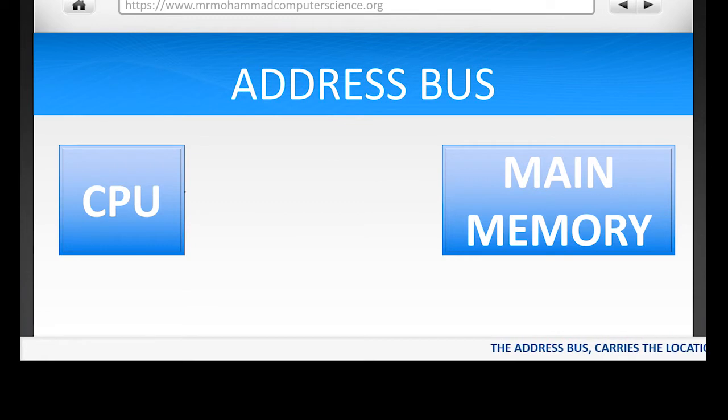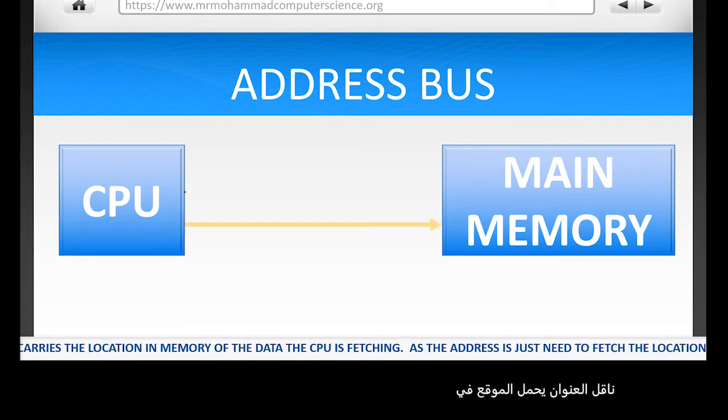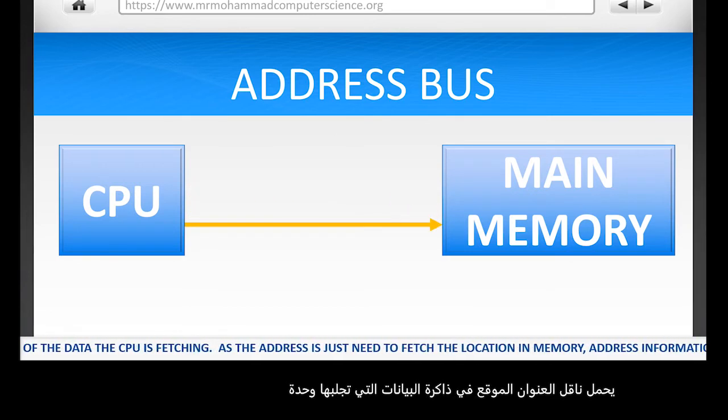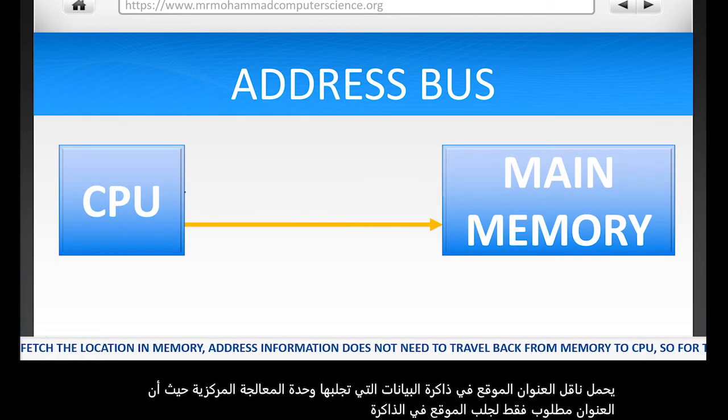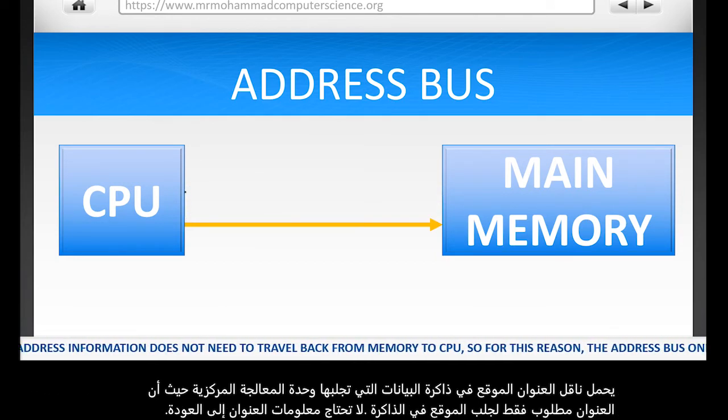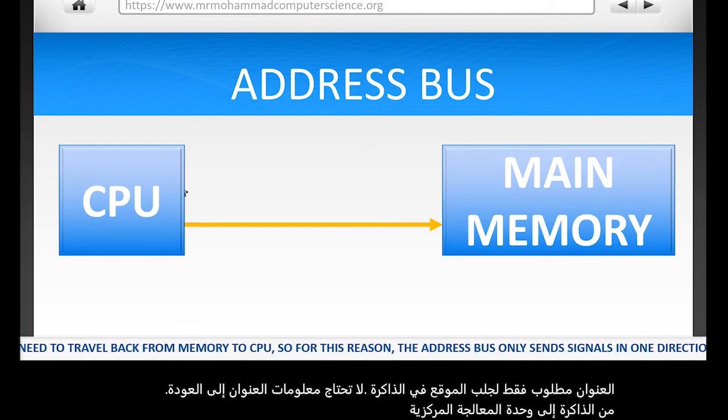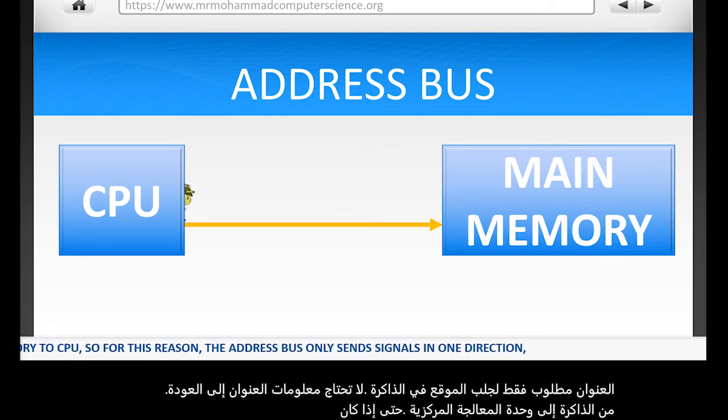The address bus carries the location in memory of the data the CPU is fetching. As the address is just needed to fetch the location in memory, address information does not need to travel back from memory to CPU. So for this reason, the address bus only sends signals in one direction.